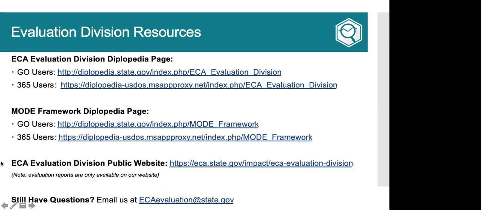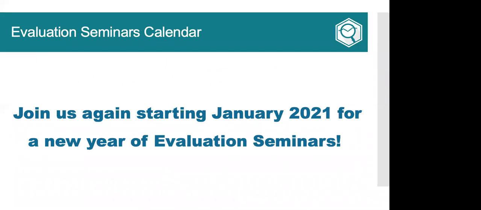And then lastly, here, of course, are all of the various evaluation division resources, including our Diplopedia pages and our public website, and if you have any other questions, or if you just want to reach out to us, our email is down at the bottom. And as I mentioned at the beginning, this is our last evaluation seminar for the year. We are essentially taking the holidays off in November and December, but please join us starting in January for a whole new year of evaluation seminars.